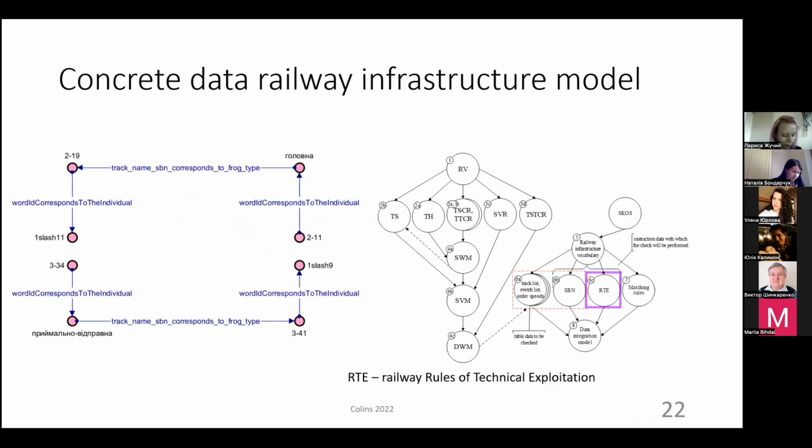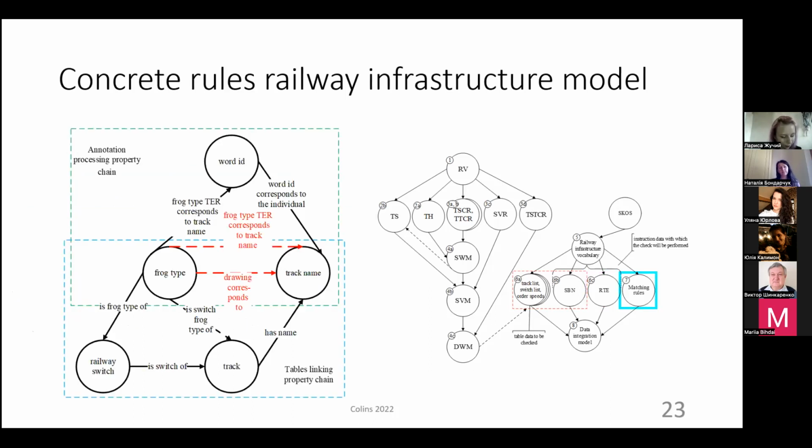In OpenIFind, the second part of the ontology is generated based on the annotations of the normative document. The ontology of railway technical exploitation rules of a concrete railway infrastructure model that includes data is presented in the diagram of the procedure for forming a modular ontology of railway infrastructure.